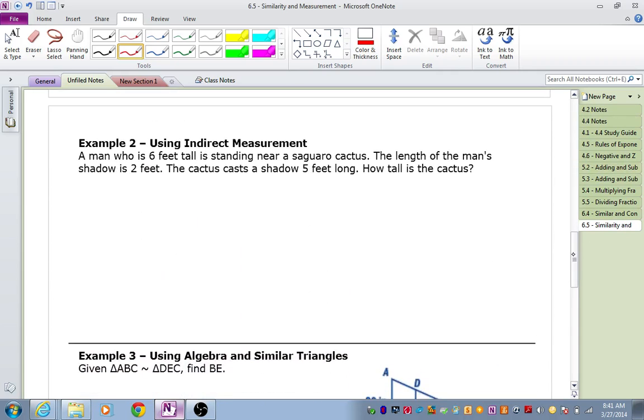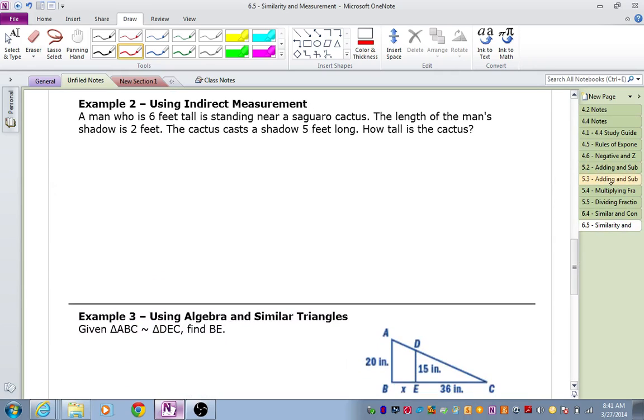Okay, flip the paper over. Now, sometimes they're not going to give you pictures. They're just going to give you a word problem. Okay, and if that's the case, it's often best to draw a picture. And now my wonderful artistic skills are going to come into play.